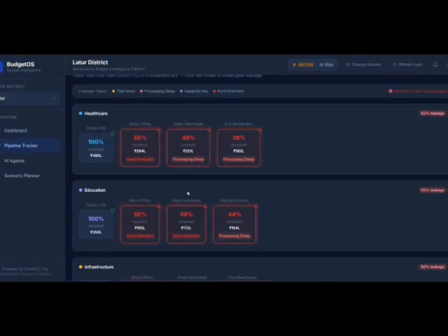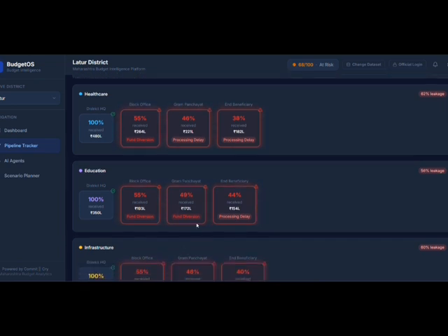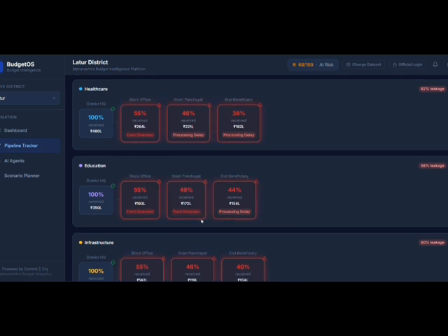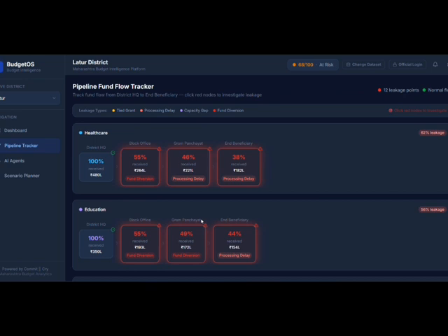Right now, the data is either generated algorithmically, taken from statistical indicators, or entered manually by the officials. That's not the end vision. The end vision is this: connect BudgetOS directly to PFMS, the Public Financial Management System, India's own government-built fund tracking platform. If BudgetOS could talk to PFMS directly, the pipeline tracker would need no manual entry. It would update automatically. The moment a district officer releases funds, BudgetOS knows. The moment a block officer confirms receipt, BudgetOS knows. Live, no manual work.